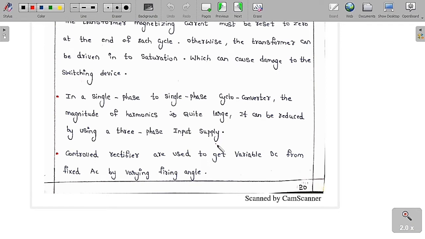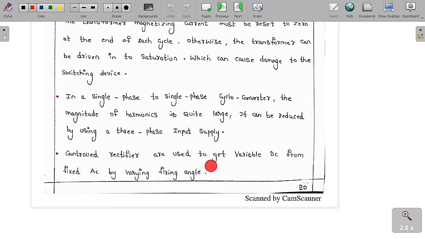So in a single phase to single phase cycloconverter, the amount of harmonics is very large. If you want to reduce them, just use a 3-phase input supply.